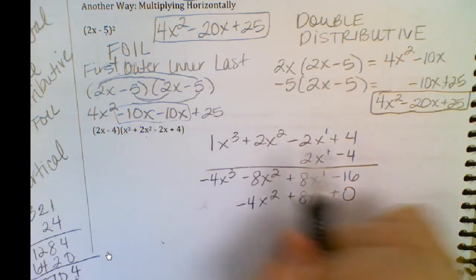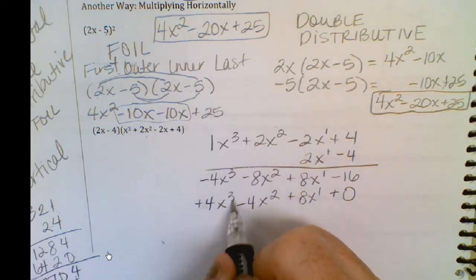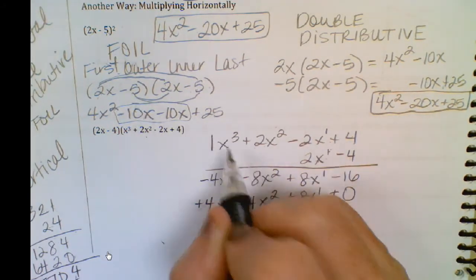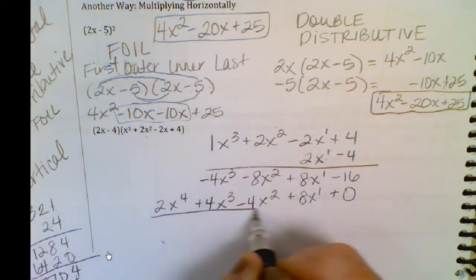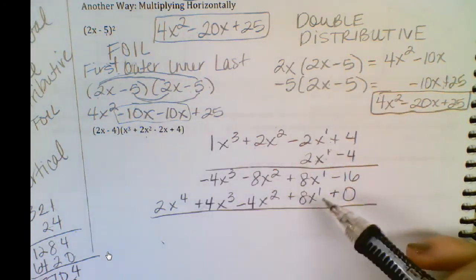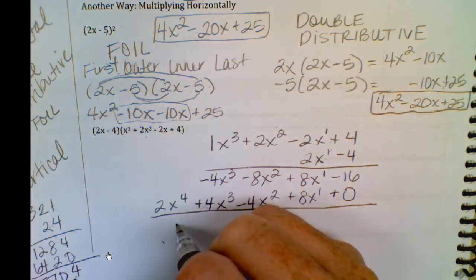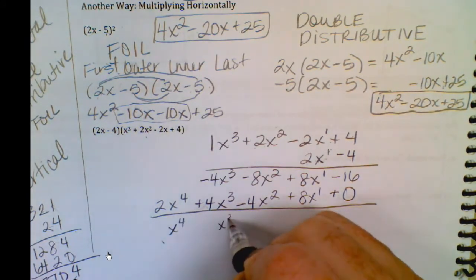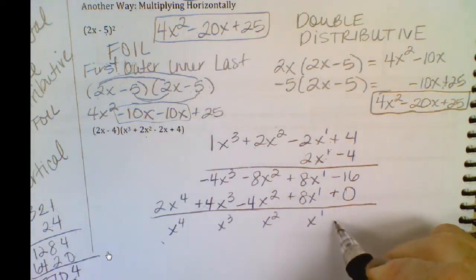2x to the first times 2x squared would be positive 4x to the third. And then 2x to the first times x to the third would be 2x to the fourth. Now, what I really like about this, which goes back to our adding and subtracting vertically, is that everything is lined up. And you can just bring your terms down and then just add up.